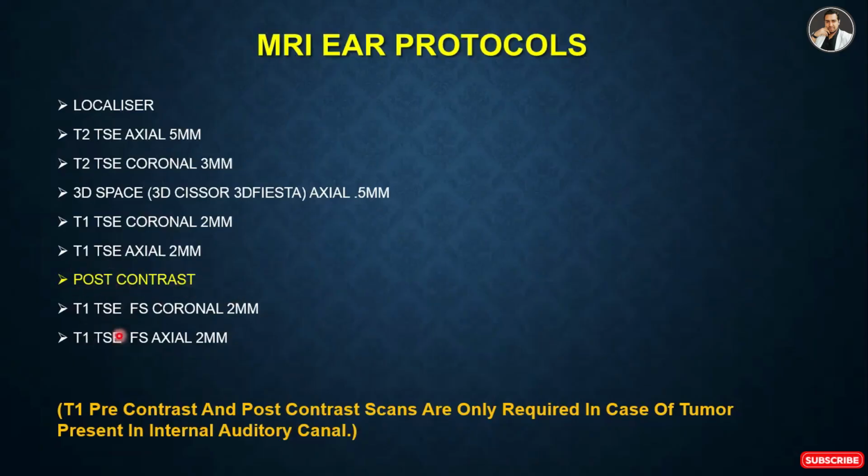If you have any abnormal pathology, then we will take T1 coronal or T1 axial. Then T1 post-contrast and T1 axial.